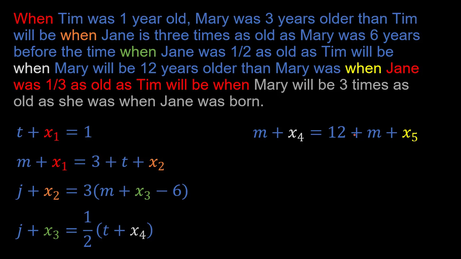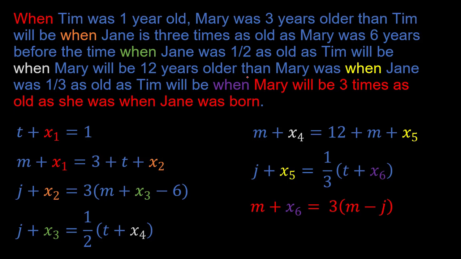When Jane was a third as old as Tim will be when. So again, we're going to use this yellow when because we're linking that to this x sub 5 here. That's going to be on our left. When Jane was, j plus x sub 5. A third as old, of course, that third goes out front here. As Tim will be when, it's going to be that t plus x sub 6, which we're going to denote in purple here. And then we're going to link back to that x sub 6 in our next line, and this is going to be our final line.